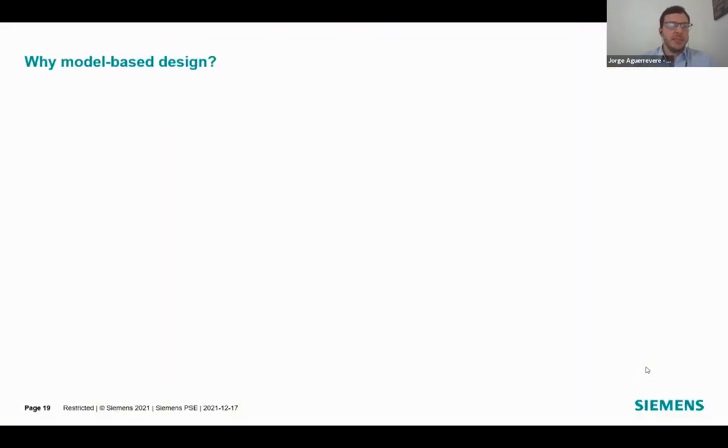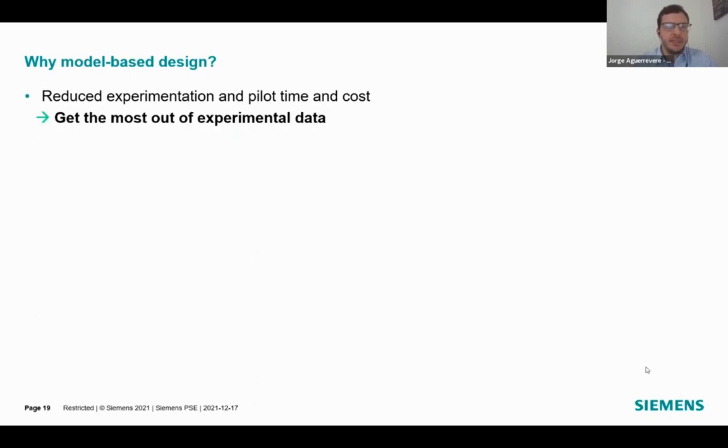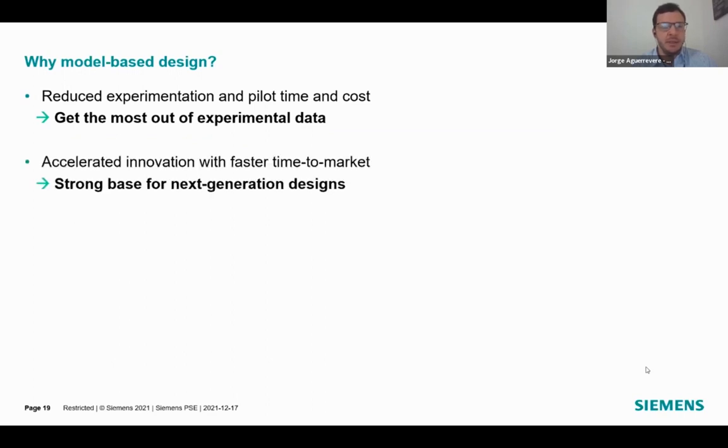So in summary, why do people want to use model-based design? First reason is that it reduces the amount of experimentation that's needed, and it reduces the design iterations and prototypes or pilot plants that need to be built. And as you build knowledge into these models, they become a central single source of truth for process knowledge that can be used time and time again to either deploy the technology again and again, or to start to work on next generation technologies.